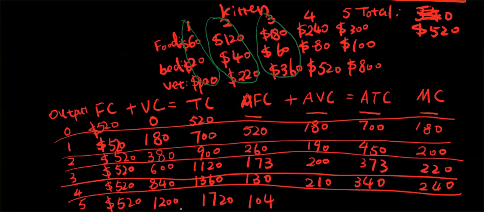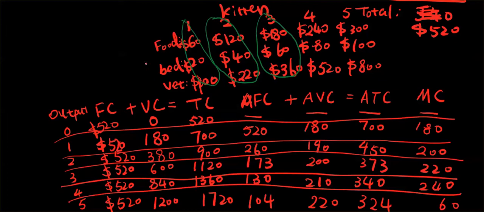And the average variable cost equals 1,200 divided by 5, you get 240. Then the average total cost equals 104 plus 240, you got 344. And the marginal cost equals the change of the total cost, which you use 1,720 minus 1,360, and you will get 360. So now we finished the whole calculation for fixed cost, variable cost, total cost, average fixed cost, average variable cost, average total cost, and the marginal cost.